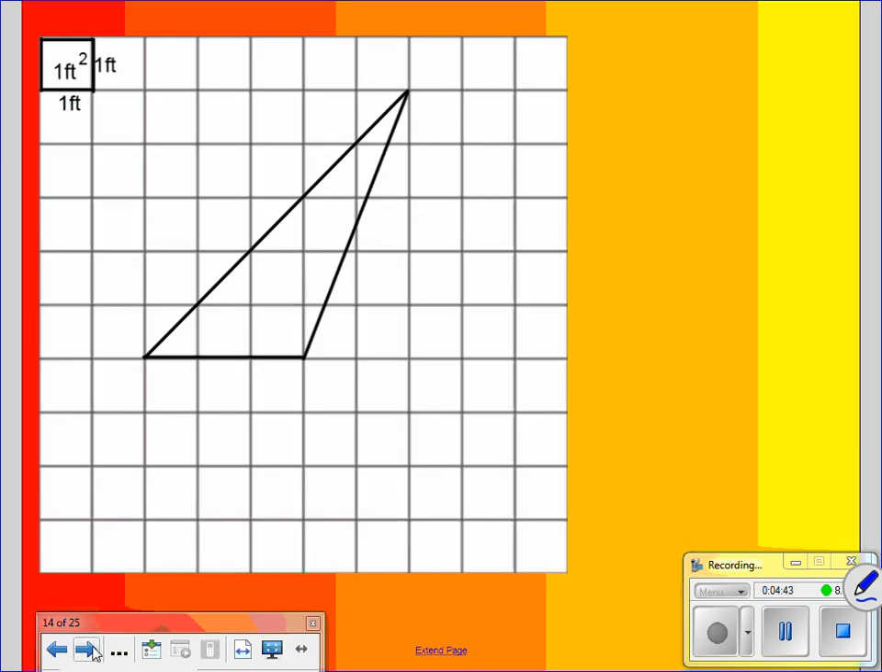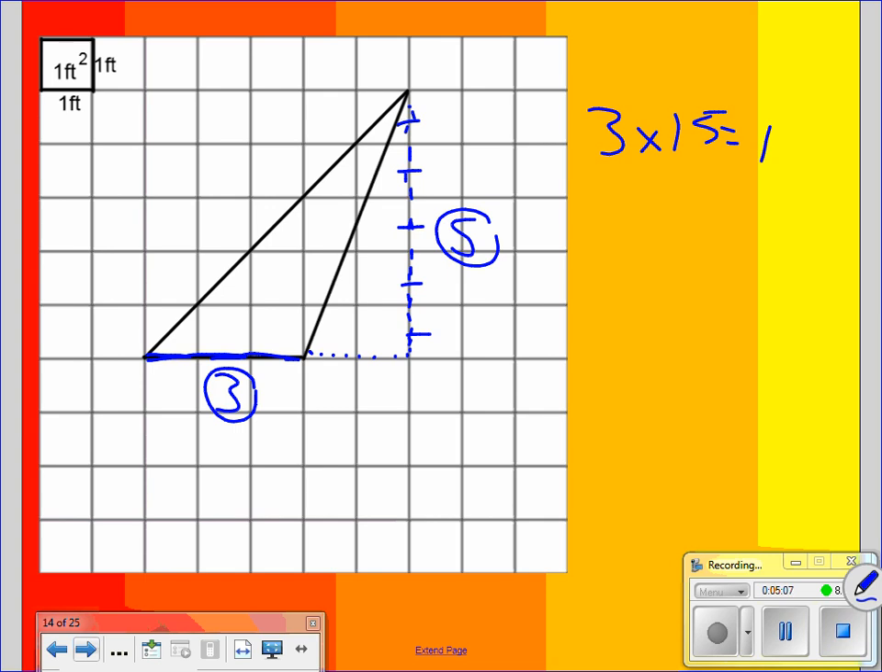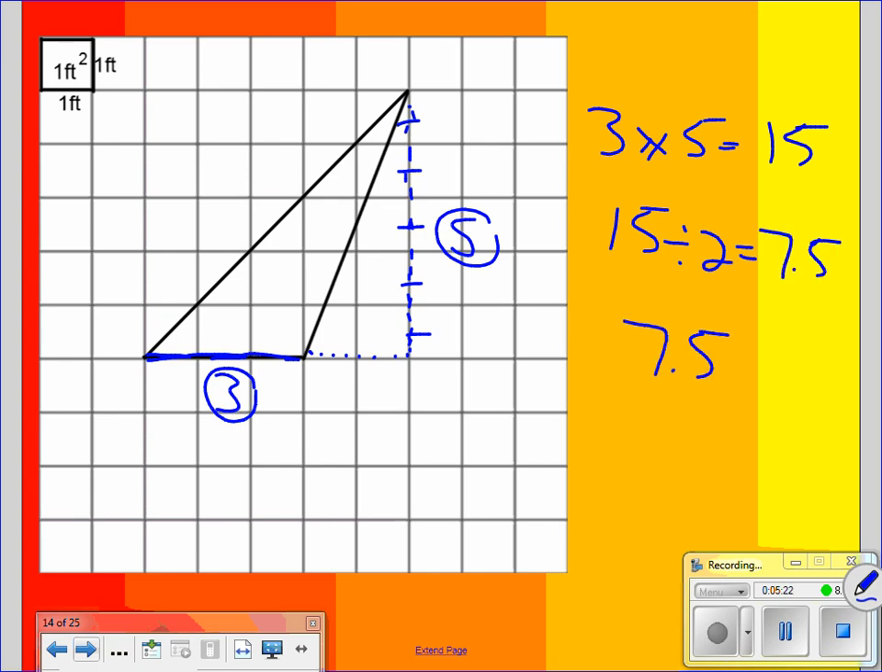Hopefully all these make sense. I'm going to keep on doing examples. This one's a little different. Let's take a look at this one. My base right here is 1, 2, 3. I have a 3 for a base. I'm going to have to keep on going over, so I can see where my height is. 1, 2, 3, 4, 5. I'm going 3 times 5, which gives me a, oops, apologize, 3 times 5, which gives me a 15. I'm going to divide 15 by 2, gives me 7.5. 7.5 feet squared is my answer.